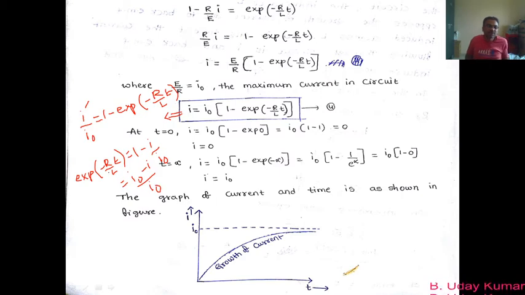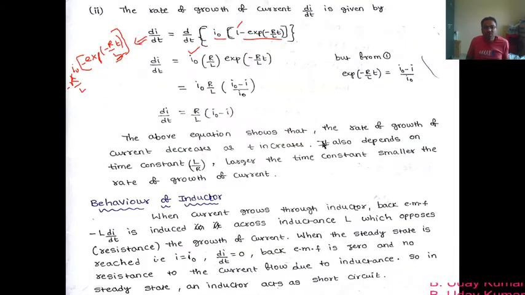So exponential minus R by L into t can be written as (I0 minus I) by I0. So that formula they are substituting here. Can you see? This is exponential minus R by L into t, which I can write as (I0 minus I) by I0. So in place of exponential minus R by L into t, if I substitute (I0 minus I) by I0, this I0 gets cancelled, and we get dI by dt as R by L times (I0 minus I).